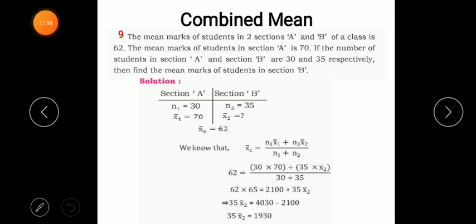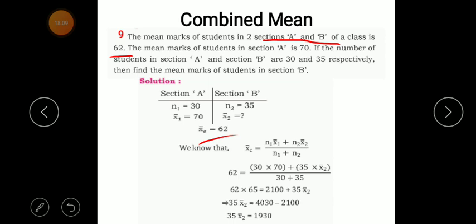Now in this problem, the mean marks of students in two sections, section A and section B, division A and division B, of a class is 62 marks. So what they have given is two groups, group A and group B, that is division A and division B. Their combined mean they have given here, xc is 62.